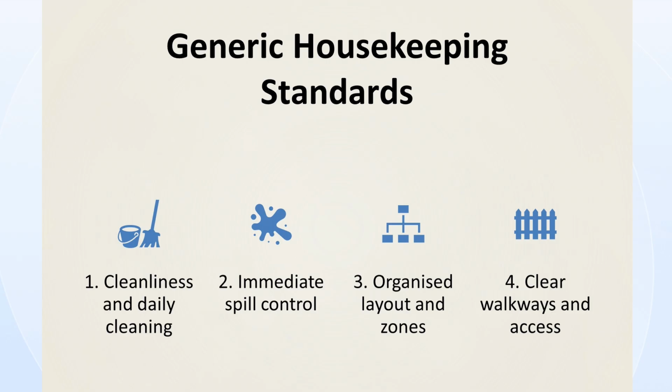4. Clear walkways and access. No obstruction. A safe aisle is a clear aisle. Pallets, cages, cartons, and waste must never block walkways, emergency exits, fire equipment, or loading ramps. Obstructions slow down work and increase accidents.